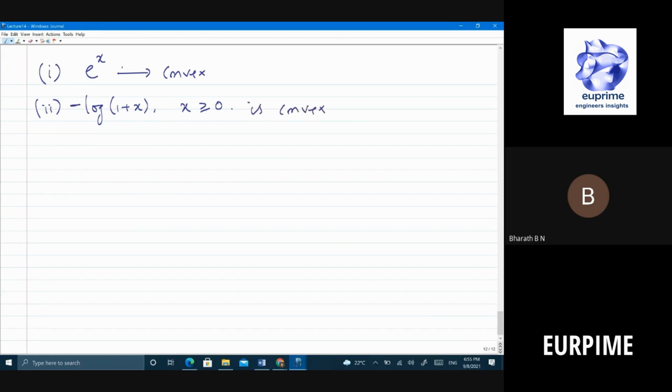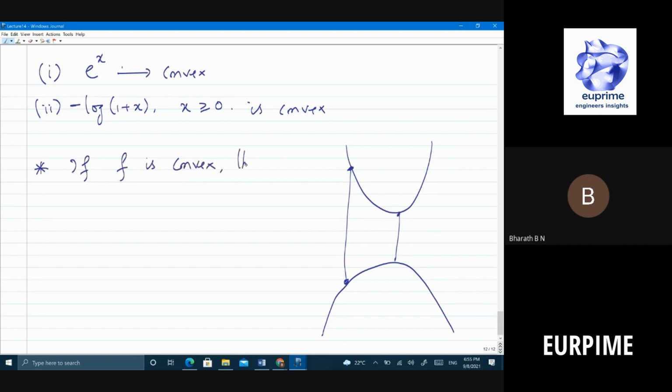Well, if f of x is convex, minus f of x is called what? If f of x is like this, minus f of x will be what? If this is 2, it will be mapped to minus 2. If this is, let's say, 1, it will be mapped to minus 1. If this is convex, what is this called? Concave, right? So that is also an important point. If f is convex, then minus f is concave. I defined concavity as minus of a convex function, right? Okay, so this is clear.